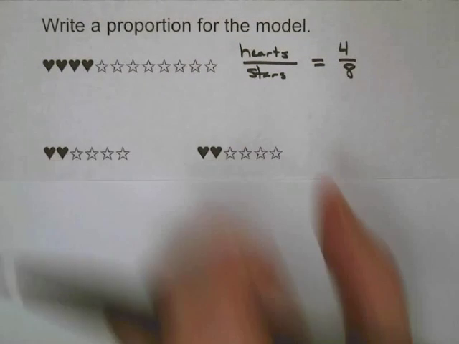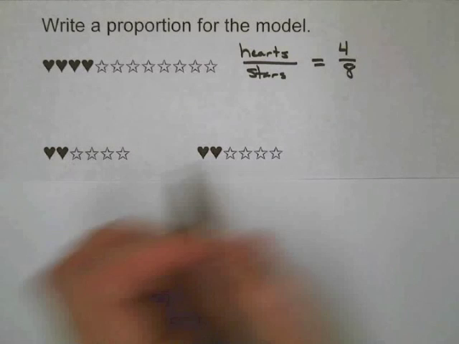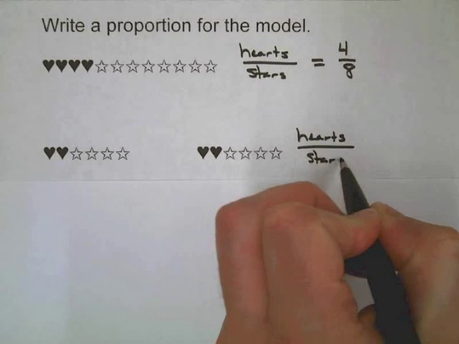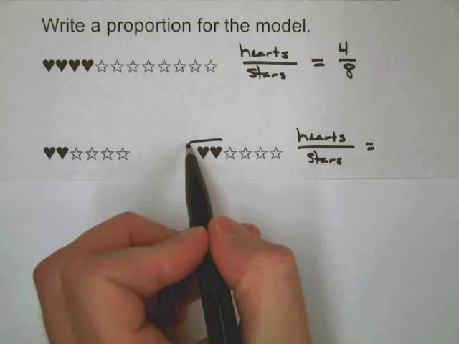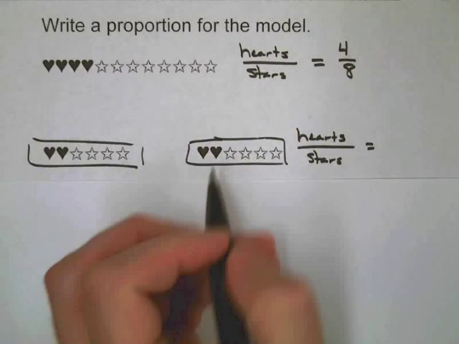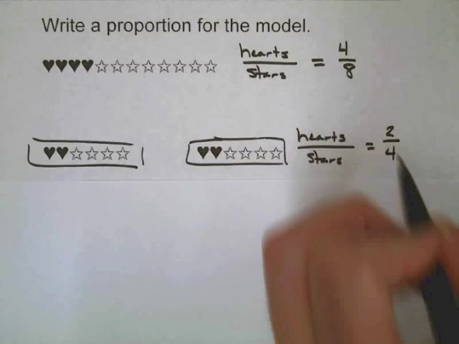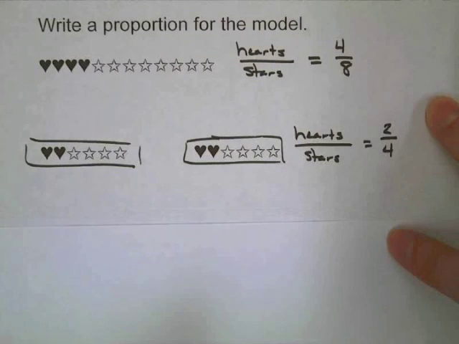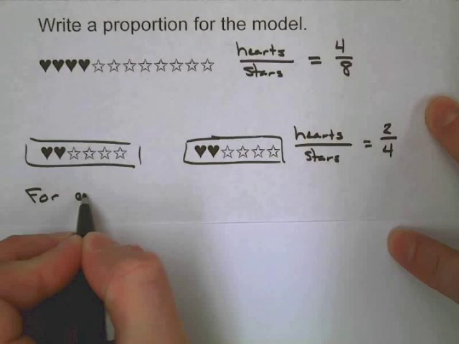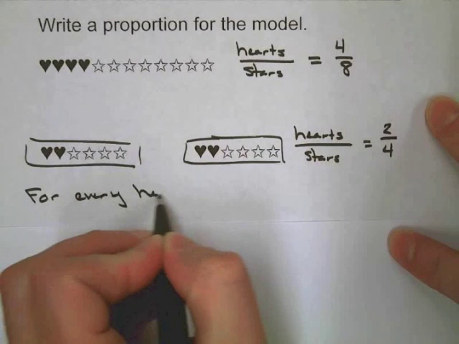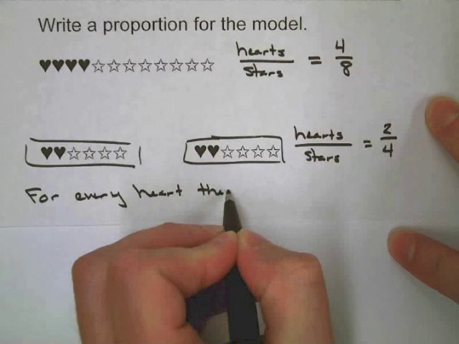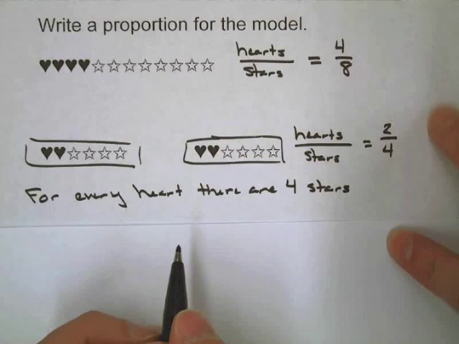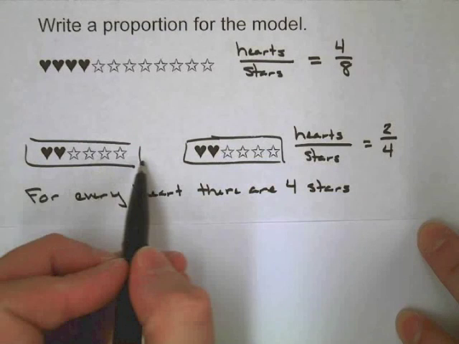So I've taken this, I've broken it up into 2 equal pieces. And in each one of these, if I'm looking at hearts to stars again, the ratio for each part of this, for each one of these, is 2 hearts to 4 stars. So I can think of that as saying that for every heart, there are 4 stars. Because 2 to 4 and 2 to 4.